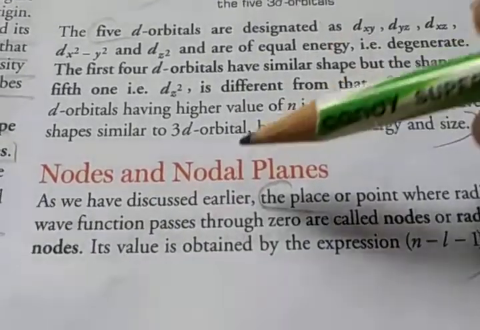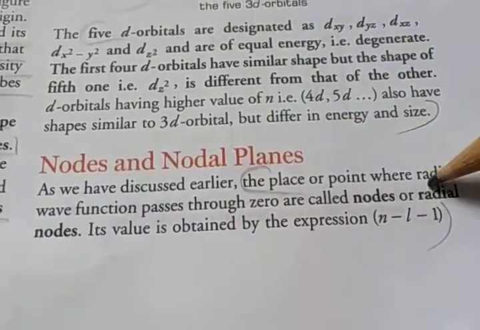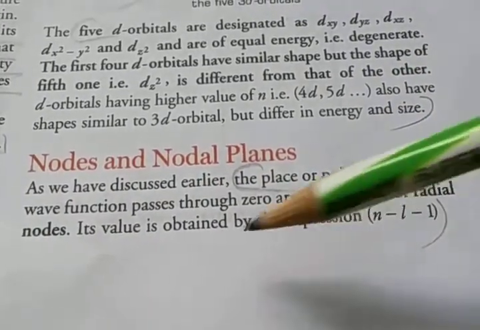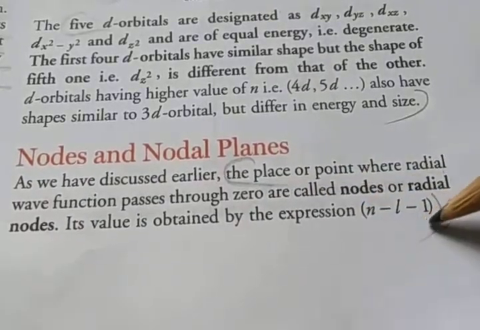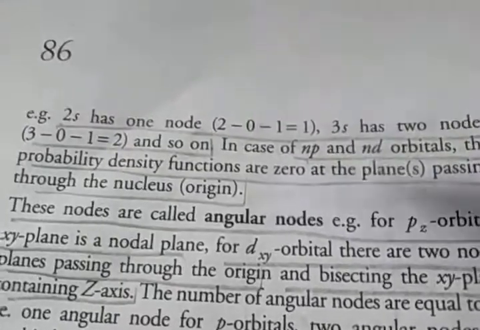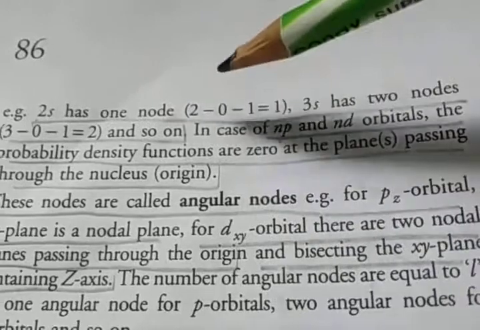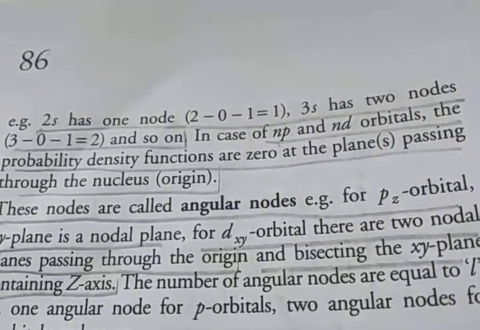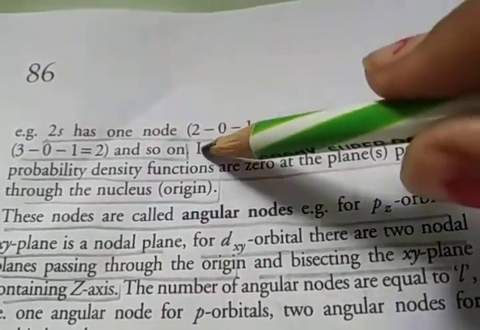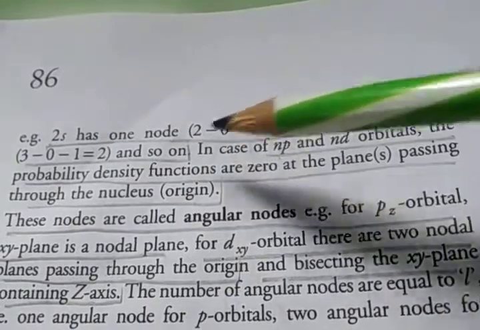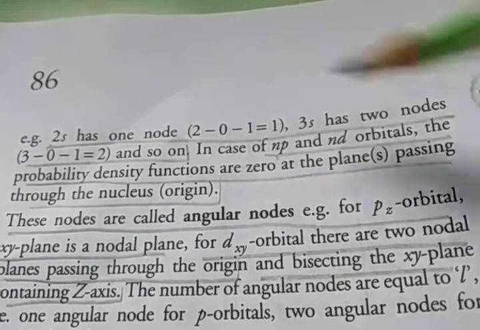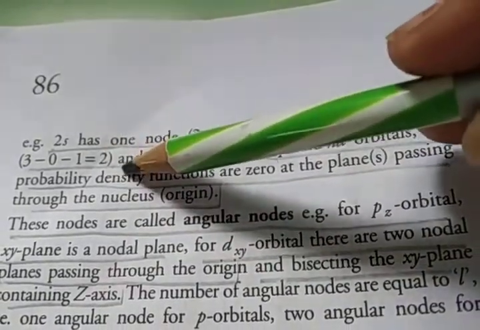Next topic is nodes and nodal planes. The place or point where the radial wave function passes through 0 is called a node or radial node, and its value is obtained by the expression n minus l minus 1. For example, 2s has only one node. The formula is n minus l minus 1, with n equal to 2, l equal to 0, so 2 minus 0 minus 1 is equal to 1. 3s has two nodes, 3 minus 0 minus 1 equal to 2, and so on.